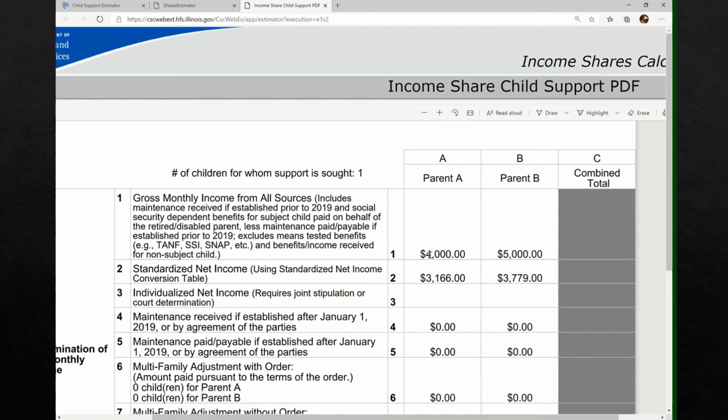And if you remember, we entered that your ex makes $4,000 a month and you make $5,000 a month gross. Based on the gross and using the standardized net income conversion table, which basically makes some deductions and gives you credit for a few expenses, the net for your ex is 3166 and the net for you is 3779.